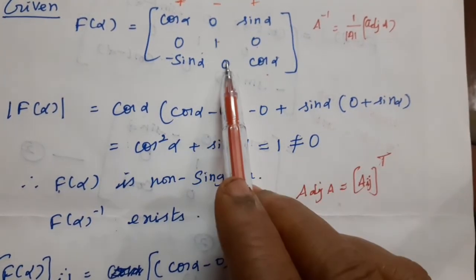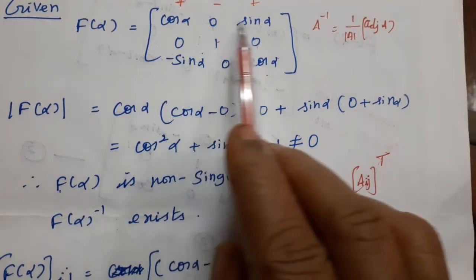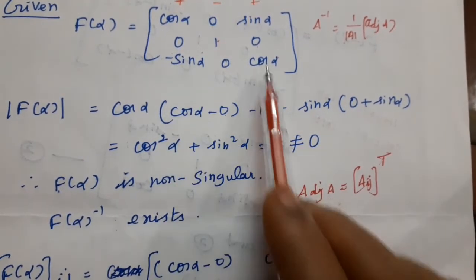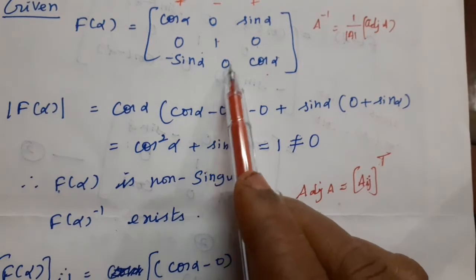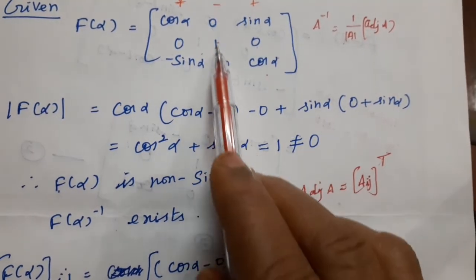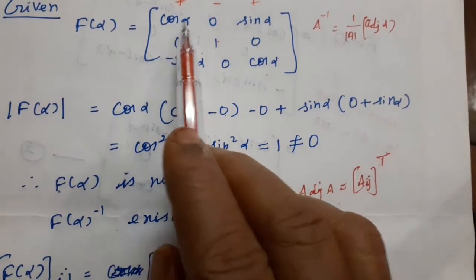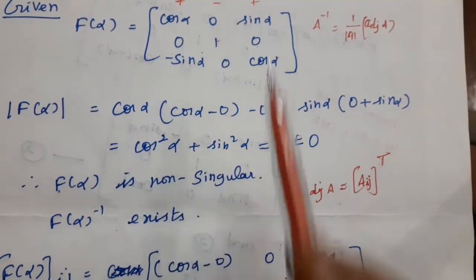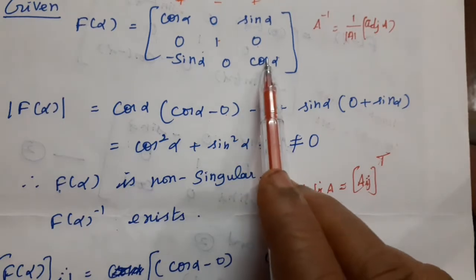Another, come to that 0. 0 means leave that column as well as row. This column as well as row, what do you get? 0. See this row, this 0 means what? Leave that a32. 32 means leave that column as well as row. Balance is what? Cos alpha into 0 is 0. 0 into sin alpha, 0. Similarly, finally is what? Cos alpha.